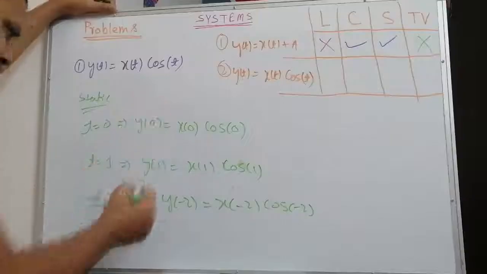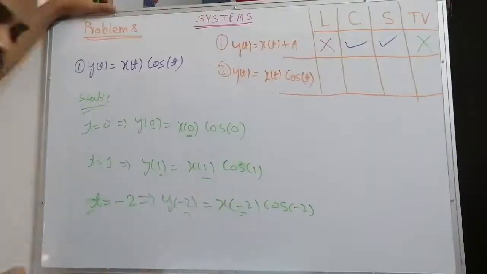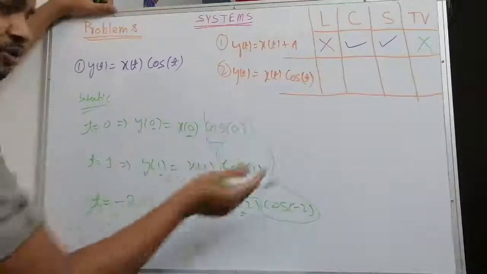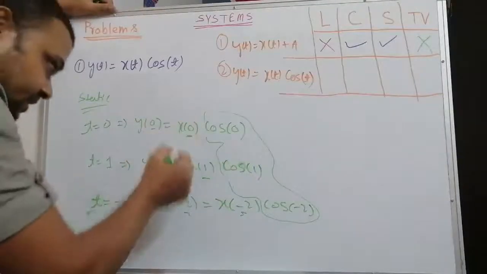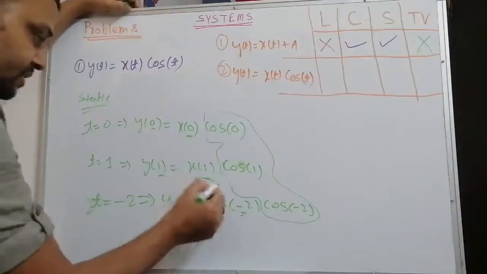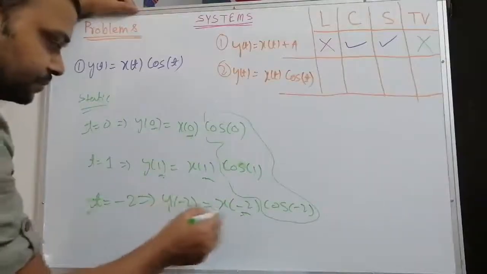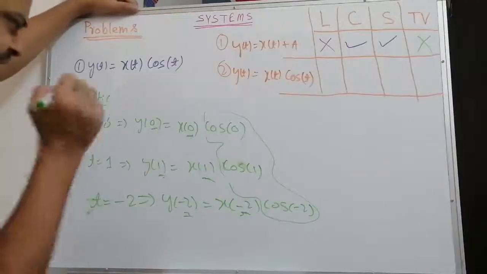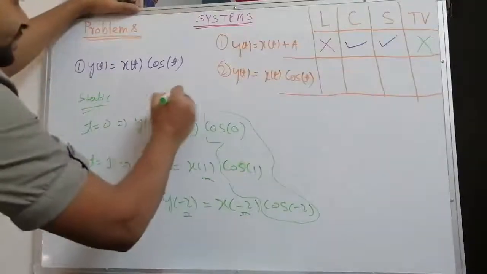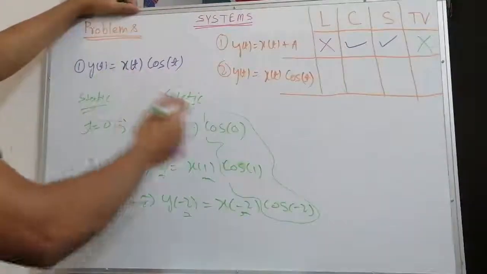If you look clearly here, we need not take care of the cosine values, because that is a constant. Let us look at the input. At all instances, the system is depending on the present value. If the system is depending on the present value, then the system is static, otherwise dynamic. So again, this system is static.